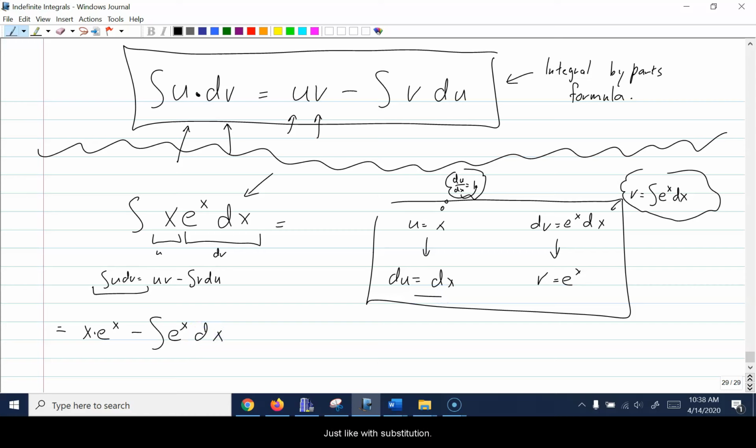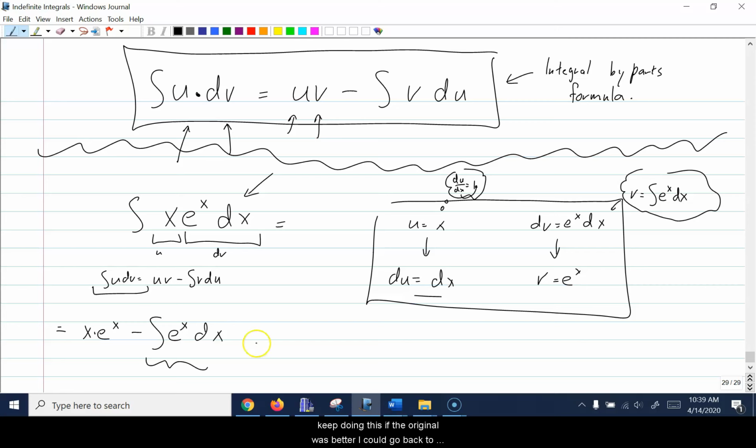Right. Just like with substitution, the parts formula won't do the entire integral for you in one go. The integration by parts will change your integral into a new integral. And if you're making progress, hopefully the new integral is better. Just like with substitution, it's worth stopping and taking a second and saying, have I made progress? Am I improving things? Is this an easier problem than the original was? Because I don't have to keep doing this. If the original was better, I could go back to that.